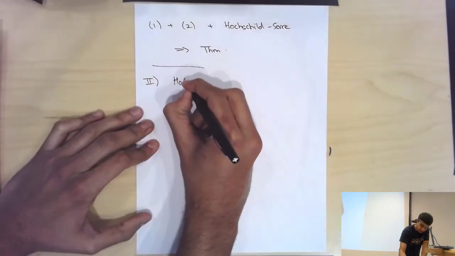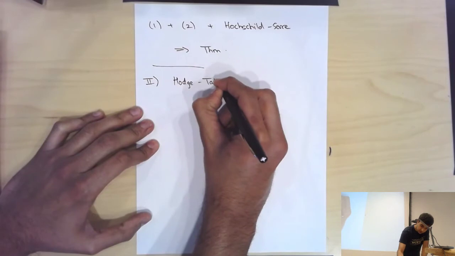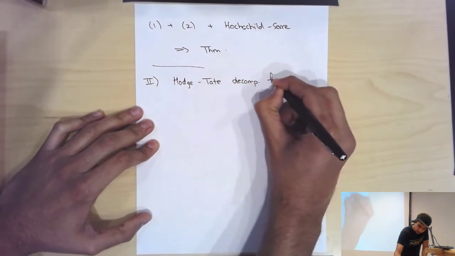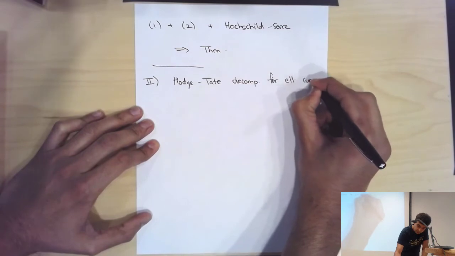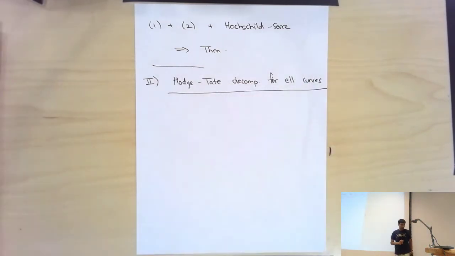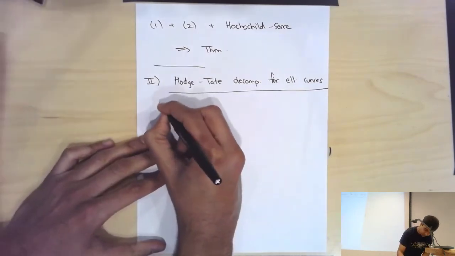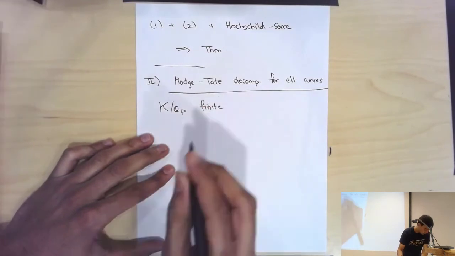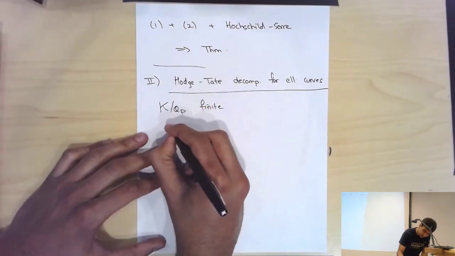So this is Hodge-Tate decomposition for elliptic curves. I'm going to make some simplifying assumptions here, just to keep the exposition easy. So K, let's say, is my finite extension. And I'm going to work in the good reduction case just for simplicity.